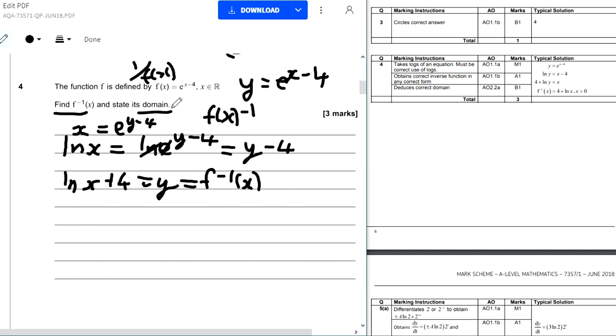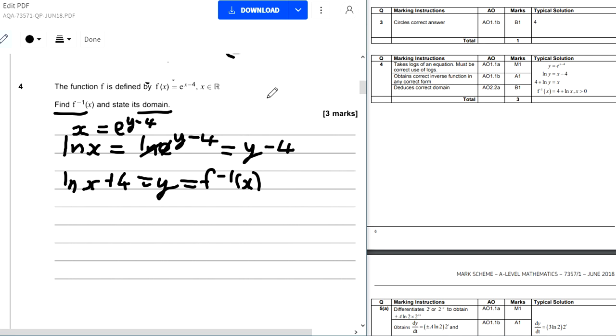Okay, we still got to find its domain. In case you don't know, domain is all of the values of x that are acceptable. So the usual rule of thumb is the range of a function is the domain of its inverse. So if you look at the original function f of x equals e to the x minus 4, let's try and find out what that range is. So how do you find the range?